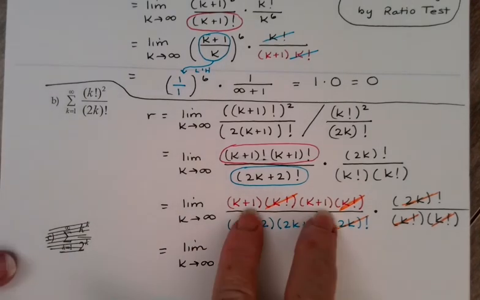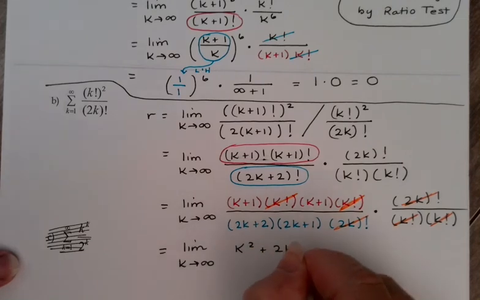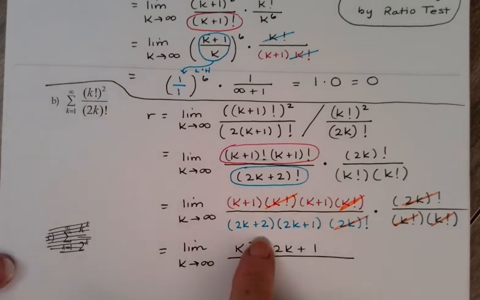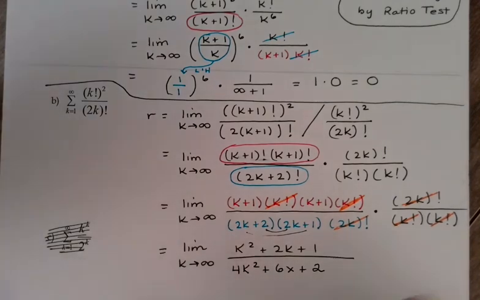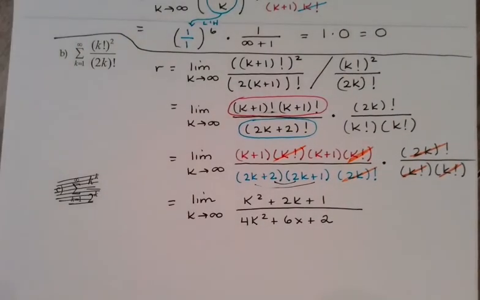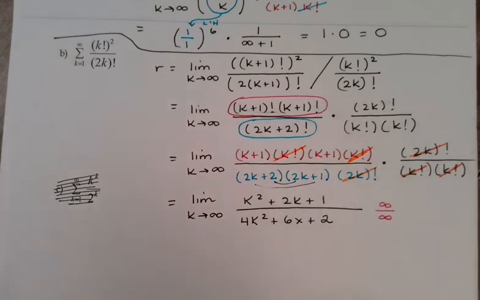So what I've got left is just k plus 1 times k plus 1 at the top, which would be k squared plus 2k plus 1. And at the bottom, 2k plus 2 times 2k plus 1 is 4k squared plus 4k plus 2k would be 6k plus 2. All right, that is definitely an infinity over infinity case, which I could handle by L'Hopital's rule.